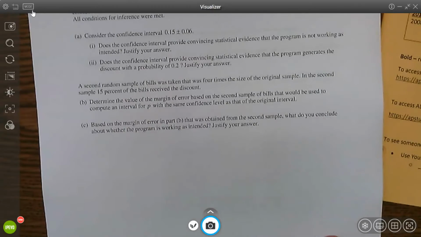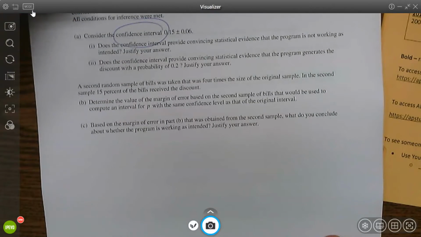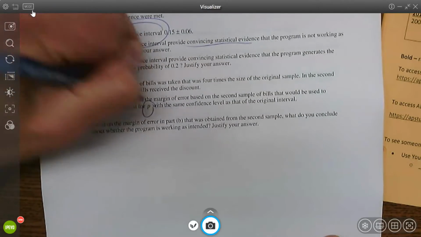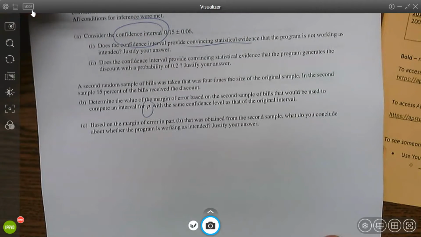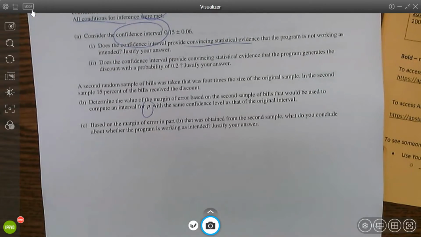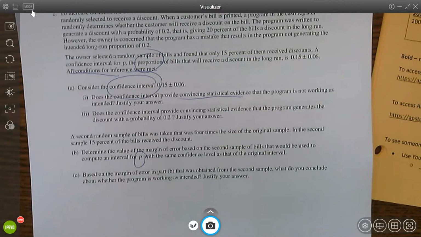Okay, question number 2. I see confidence interval. I see convincing statistical evidence. I see p for proportion. So to me, this is inference for a proportion. Proportion, conditions met. Maybe a one proportion z-test, z-interval, something along those lines. That's what I'm looking at here.